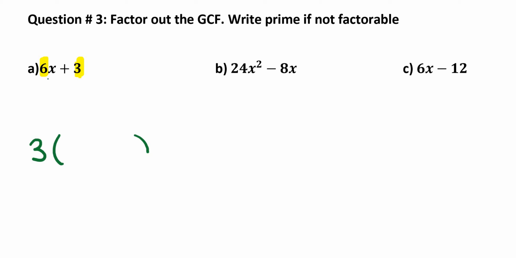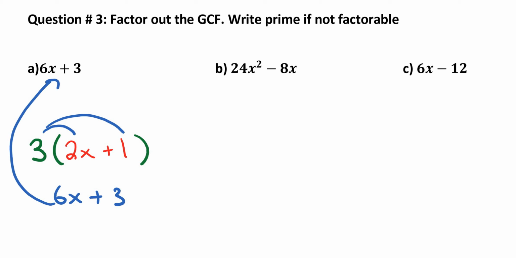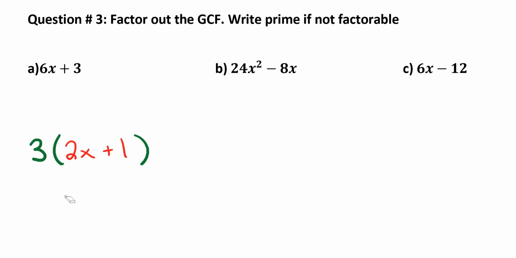And then I can divide each term by the GCF. And then ask yourself, what is 6 divided by 3? Well, that's 2, so this would be 2x. And 3 divided by 3 is just 1, so it'll be plus 1. So my final answer is 3 times 2x plus 1. A lot of these answers you can just double check by distributing here. If you distribute that, I would get 6x plus 3, which is the original problem. So always double check your answer if you're not sure.